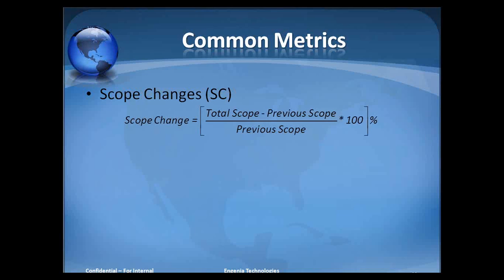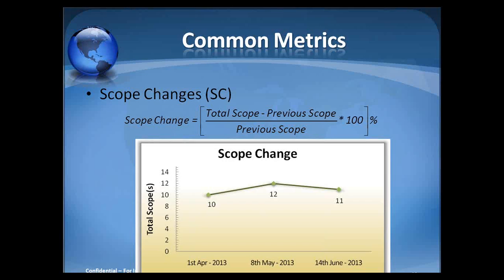Then the next one is scope changes. So the scope change indicates how stable the scope of the testing is. So the scope should be very much stable. It should not change very frequently. So it can be calculated as total scope minus previous scope divided by the previous scope into 100. And then we can have a graphical representation of this scope change.